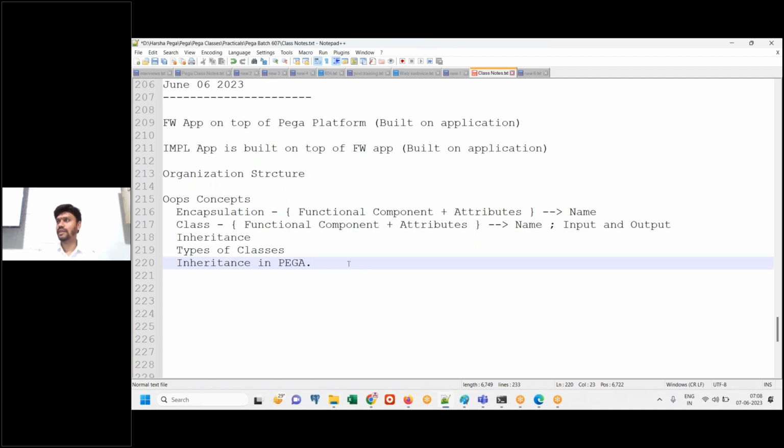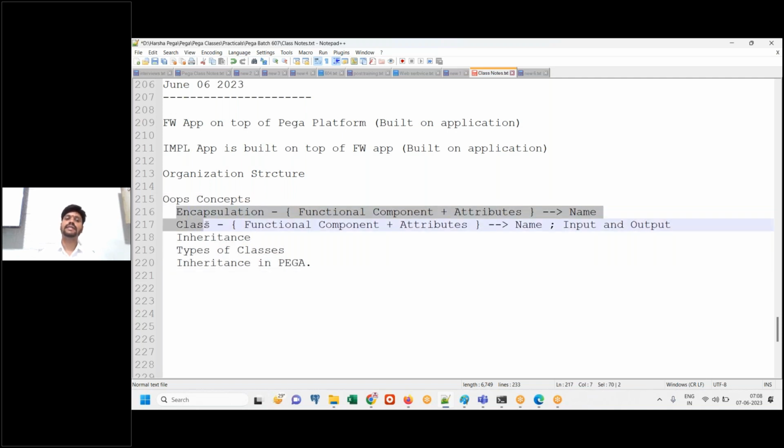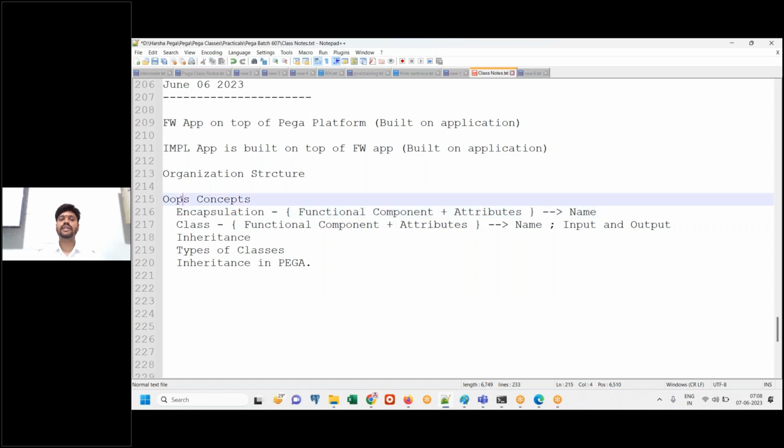Any application you can create. Going forward, I will repeat this once again. We are discussing OOPS concepts. In that we have discussed two points: one is encapsulation, another one is class. Encapsulation is a concept that has been told in the object-oriented programming system. Taking the concepts of object-oriented programming system, we can develop any technology.